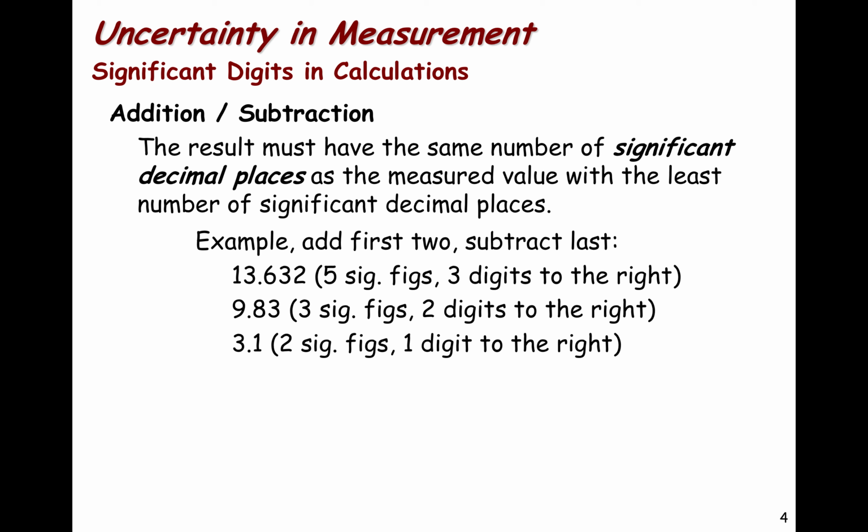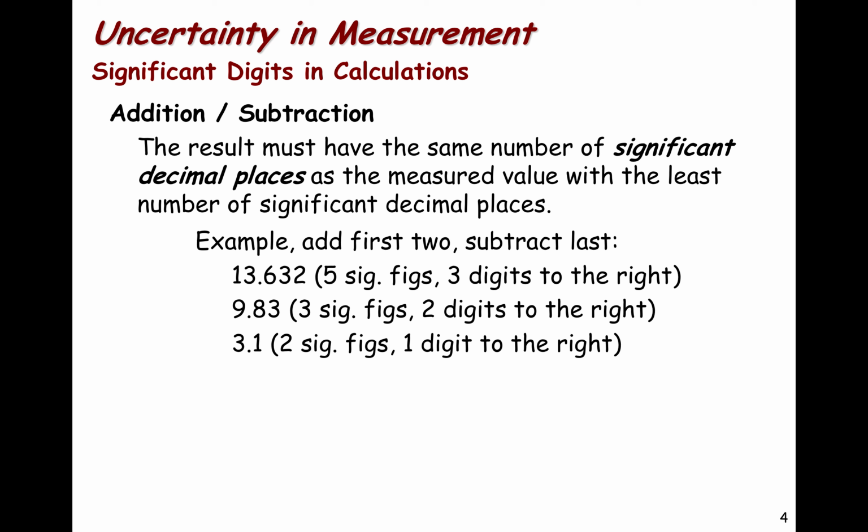we see that the first number has a total of 5 significant digits, 13.632. The second number has 3 significant digits, it's 9.83, and the third number only has 2 significant digits, 3.1. What we want to do is compare all 3 of these numbers, finding the decimal point that has the least significance in common with all 3 numbers.